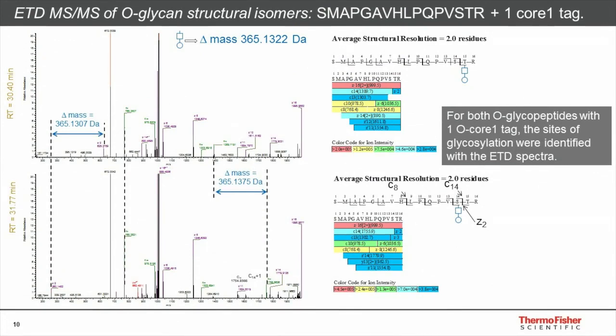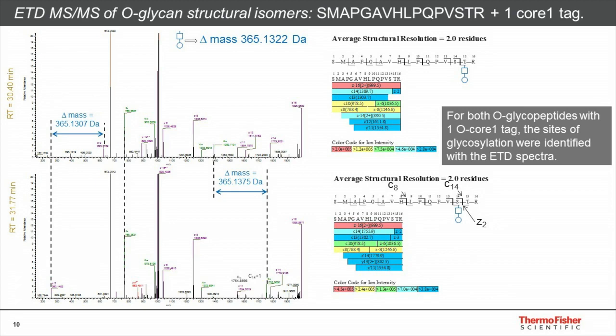So now if we look at the two glycopeptides with one core 1 tag, one at 30.4 minutes and one at 31.17 minutes, we get, in that case, fragmentation between the serine and threonine. Here we start with the C8, and C8 is the same between the two. So we're almost sure that that serine is not occupied in these cases.